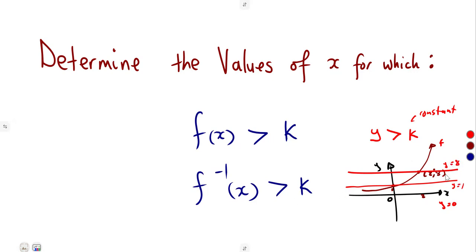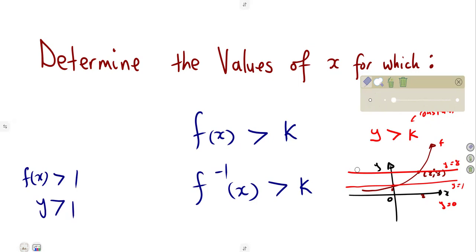Let's say y is equal to 8, y is equal to 1. So this is what I want you to understand. When you say f of x is greater than 1, you are simply saying that the y values must be greater than 1. So let's consider our graph. This is y is equal to 1. Let's take that one as our consideration.